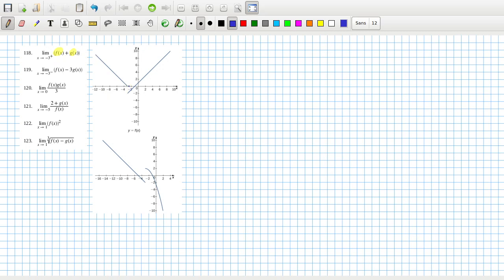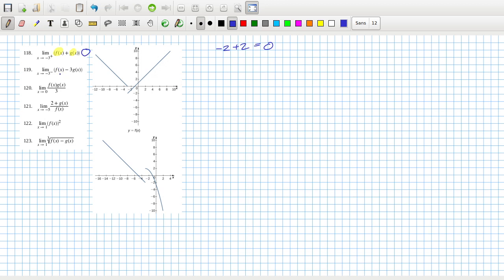But from the right, so minus 2, and then the g at minus 3, but from the right is 2. So it looks like that's 0. Let's double check this. Minus 3 is here, but from the right, so that's minus 2, and then minus 3 from the right to, yeah, that looks like 0.